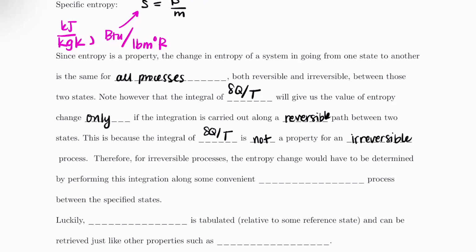Okay, so essentially, if we have an irreversible process, we can still figure out the entropy change, but we have to do it by performing the integration over some convenient imaginary reversible process between those two states.